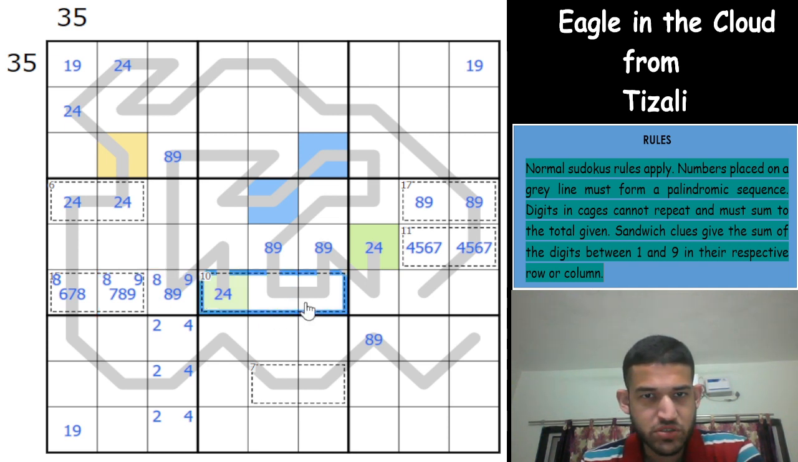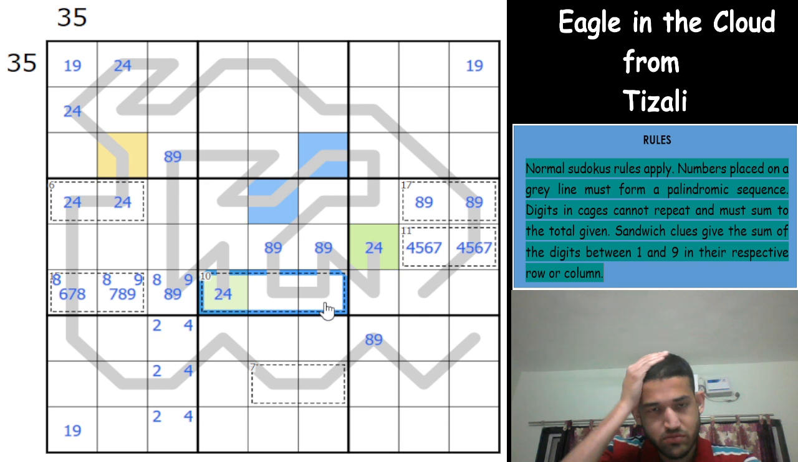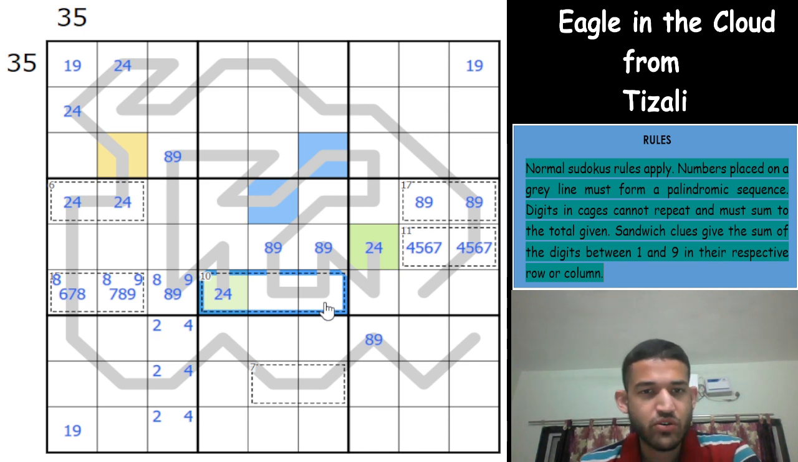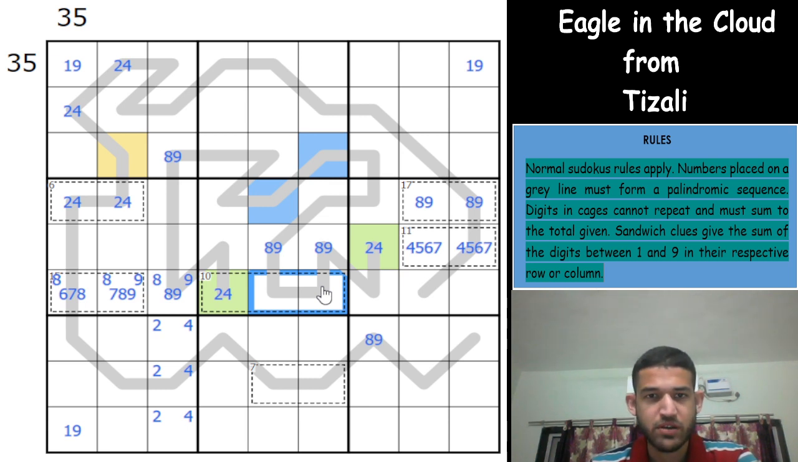So I think we need to do something with this 10 cage here. If this is a 4, we straight away get the value of these two cells. If this is a 2, this could be 1 plus 7 or 3 plus 5, and both seem possible. Okay, this is interesting. I think there is a tough deduction hidden in here.